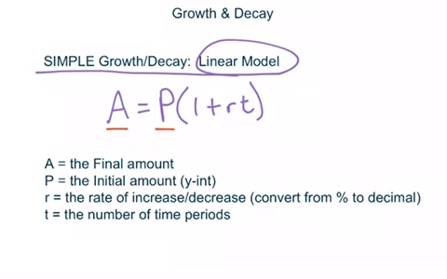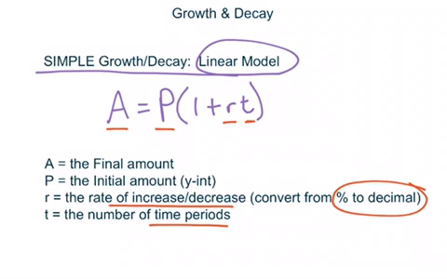Then P is your initial amount. In some of our formulas it's P of 0, it's that initial amount. Then R is your rate of increase or decrease. We have to be sure that we are converting our percent to decimal before we put it in this formula. And then T is the number of time periods. How many times, usually years, because we're usually looking at interest, so how many years you are collecting interest or how many years you're paying interest.